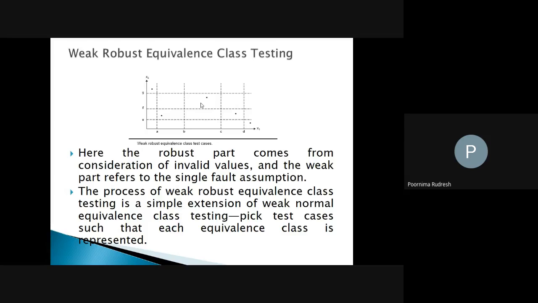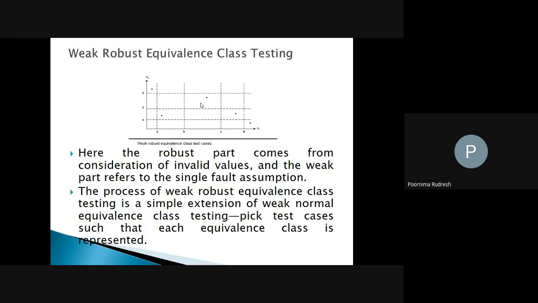Next we'll move on to the weak robust equivalence class testing. So here we have two words, right? Weak and robust. If it is weak, can we say that it is robust? Or if it is robust, can we say that it is weak testing? No. So we'll combine both, weak and robust, and we'll have one more equivalence class testing strategy called weak robust equivalence class testing. Here the robust part comes from the consideration of invalid values, and the weak part refers to the single fault assumption.